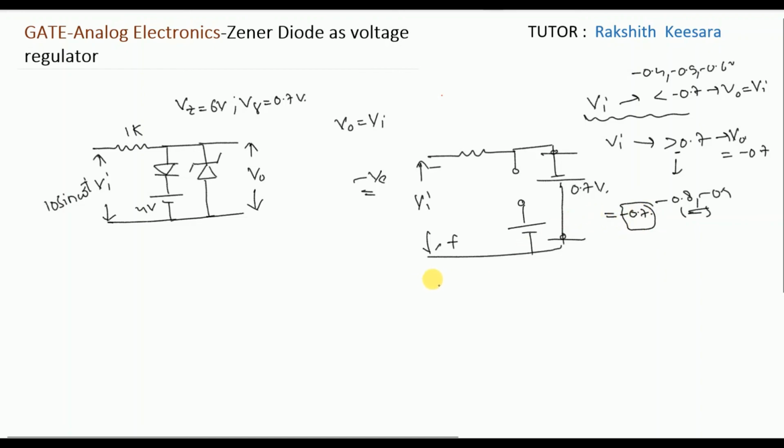So that's it guys. If I draw the equivalent graph here, see, whenever V input is greater than 0.7 in the positive cycle, the output is limited to 0.7. Whenever V input is less than 0.7, V0 is equal to Vi. And while coming to the negative cycle, whenever V input is less than 0.7, V0 is equal to Vi. But whenever V input reaches 0.7, V0 is limited to 0.7. So this is the output waveform. That is 4.7. This is 0.7.